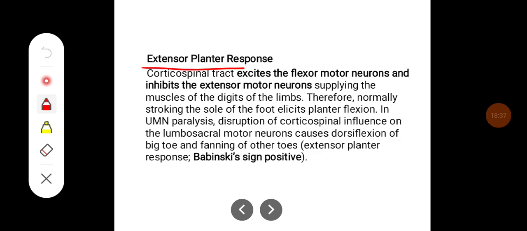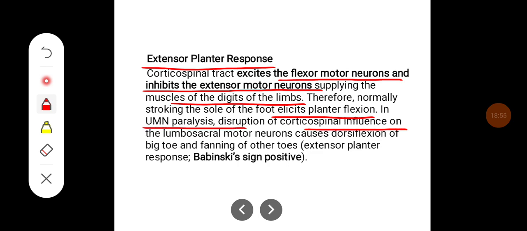There will be extensor plantar response. Corticospinal tract excites the flexor motor neurons and inhibits extensor motor neurons supplying the muscles of digits of the limbs. Therefore, normally stroking the sole of the foot elicits plantar flexion. In UMN paralysis, disruption of the corticospinal influence on the lumbosacral motor neurons causes dorsiflexion of the big toe and fanning of other toes. So, this is also called as extensor plantar response or Babinski sign positive.